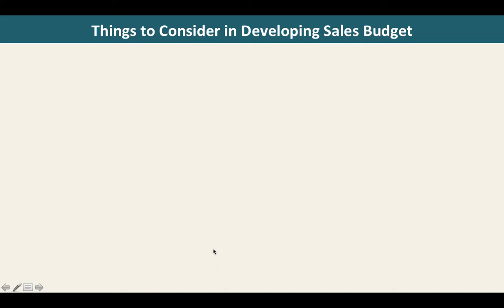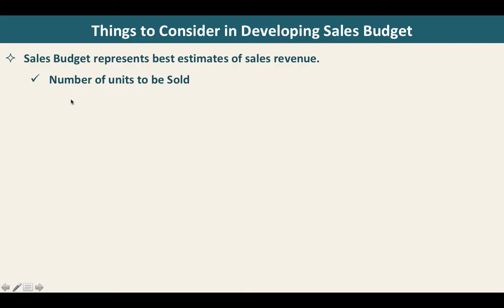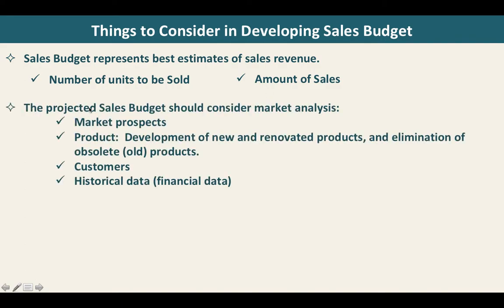So these are the things to consider in developing the sales budget. Sales budget represents best estimates of sales revenue. So here we have to determine the number of units to be sold and the amount of sales, okay? The projected sales budget should consider market analysis, the market prospects, the product, whether we are going to develop new and renovated products or we need to eliminate obsolete or old products. We have to consider the customers and the historical data of our sales.